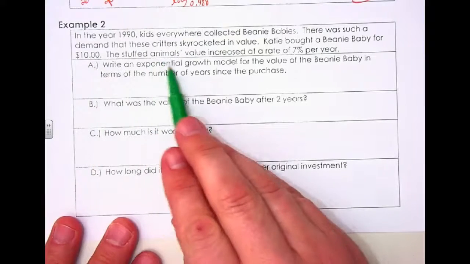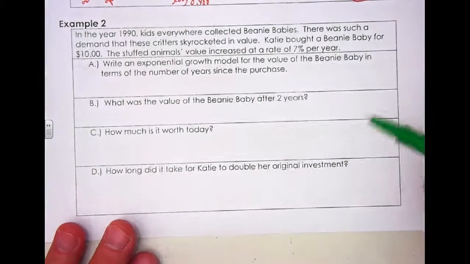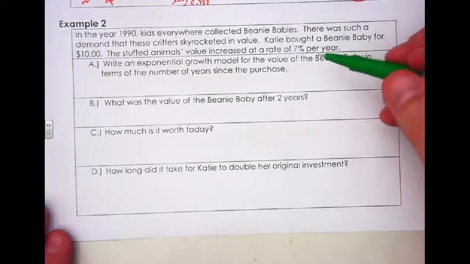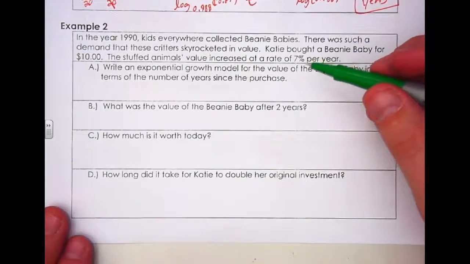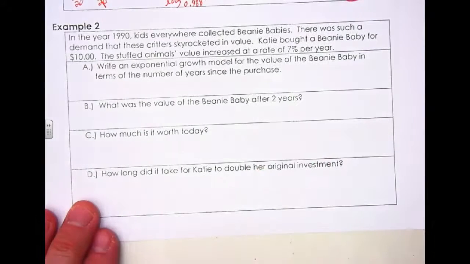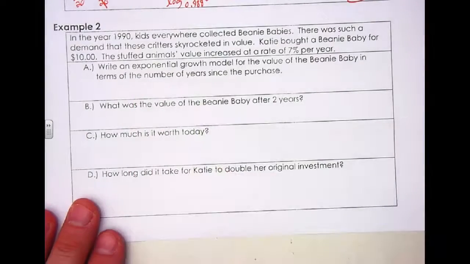And then the stuffed animal's value increased at a rate of 7% per year. So she's holding on to it. She's hoping that eventually she's going to put her kids through college with this Beanie Baby. Maybe. Well, let's write the exponential growth model for the value of the Beanie Baby in terms of the number of years since the purchase.